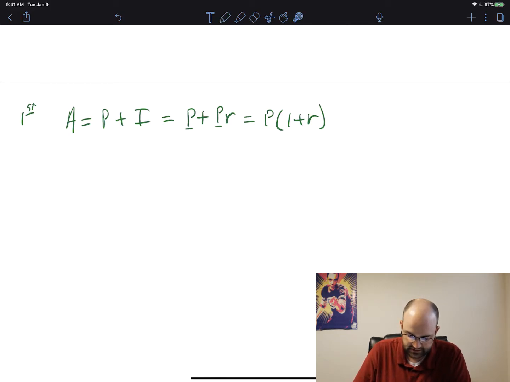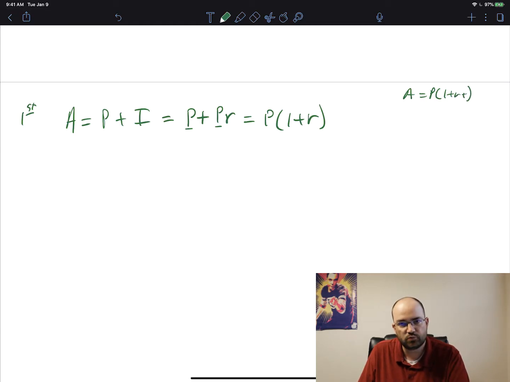Now, notice that this is actually very similar to the simple interest formula. The compound, or the future value, is this. It's just where T is 1. That's all. And it should be that way. But notice that this is actually what we're going to be saying is the new principal for the next period.